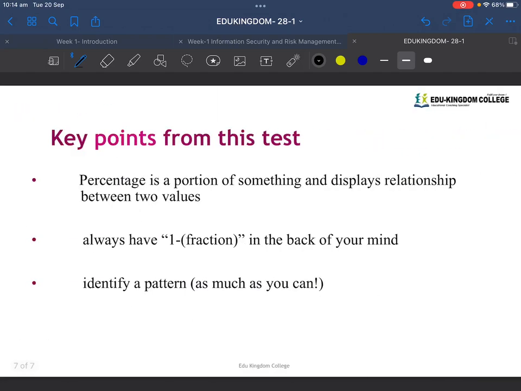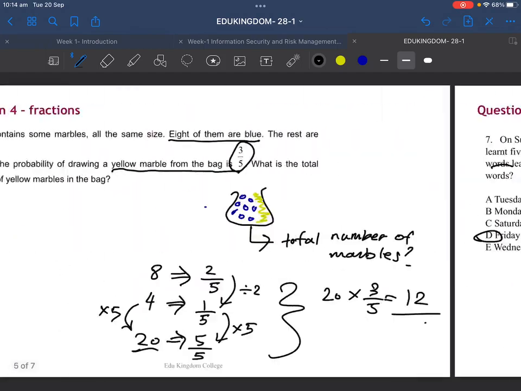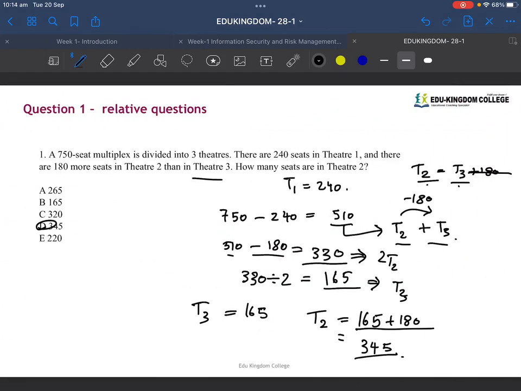All right, let's move on to the key points from this test. Percentage is a portion of something that displays a relationship between two values. I want to read that carefully again. Percentage is a portion of something. If we say 20% of something, it's a portion of it. And percentages also display a relationship between two values. And where do I get that from and what do I mean?